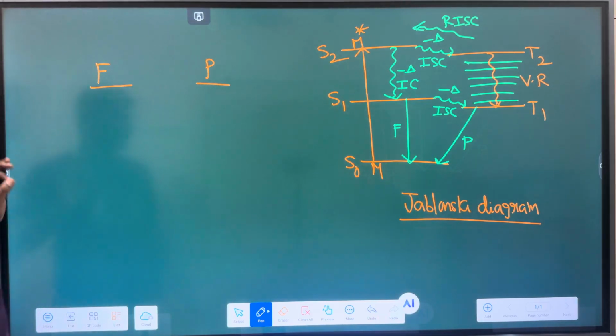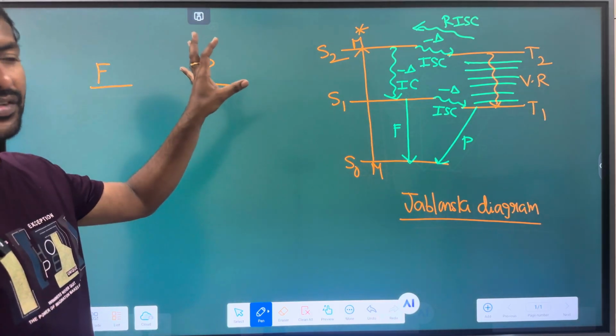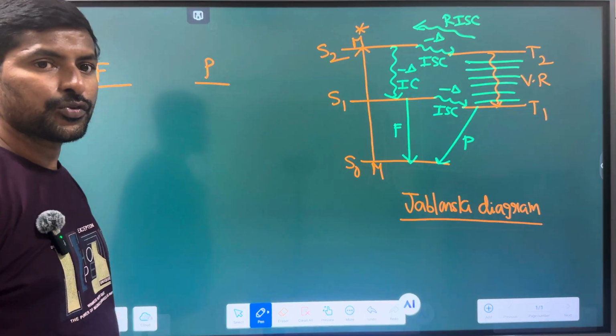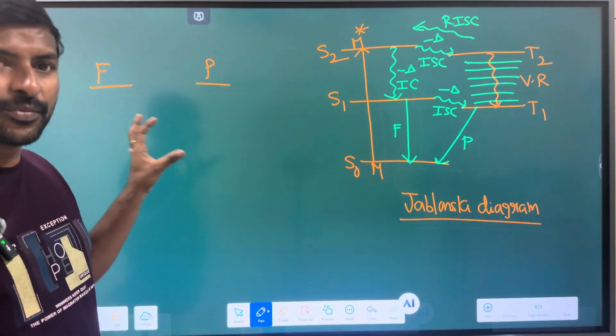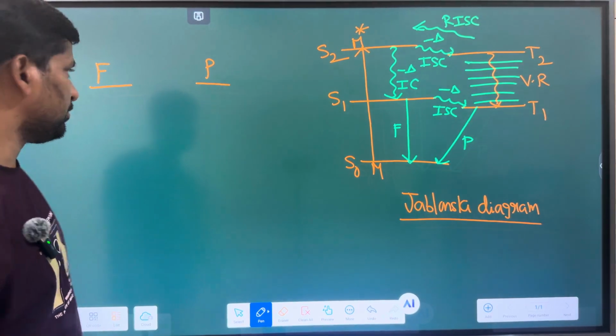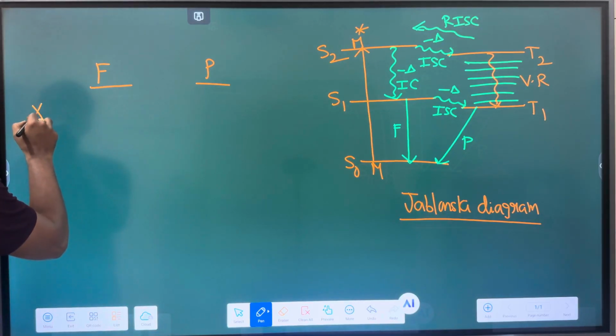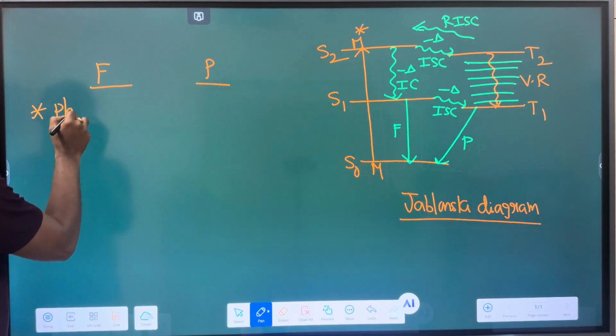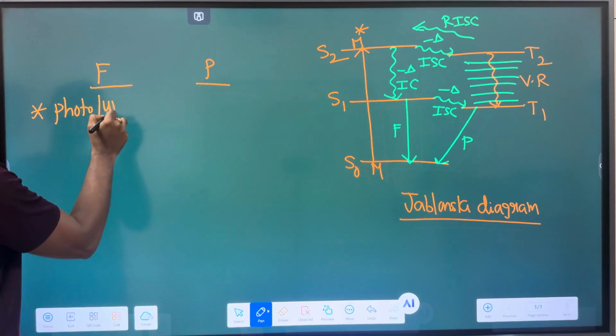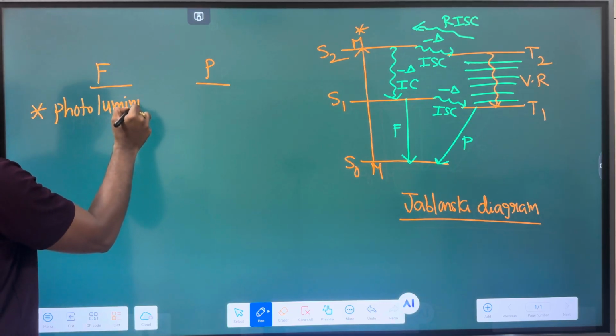Next, some more points regarding fluorescence and phosphorescence. The substances which show the fluorescence phenomenon are called fluorescent substances. The substances which show the phosphorescence phenomenon are called phosphorescent substances. Both come under photoluminescence.